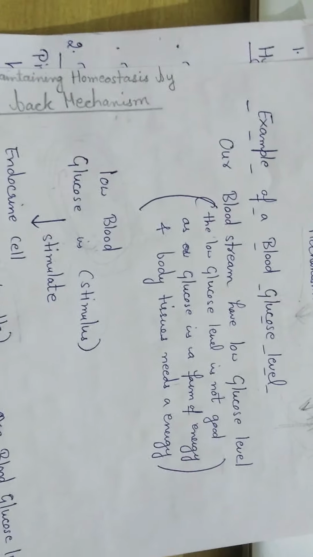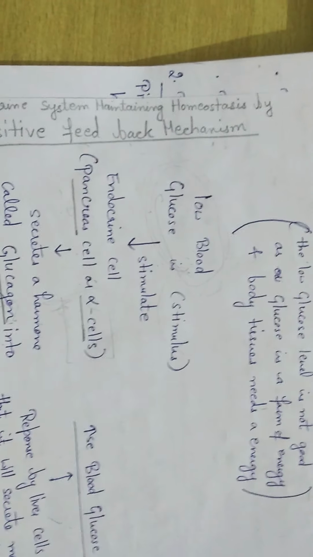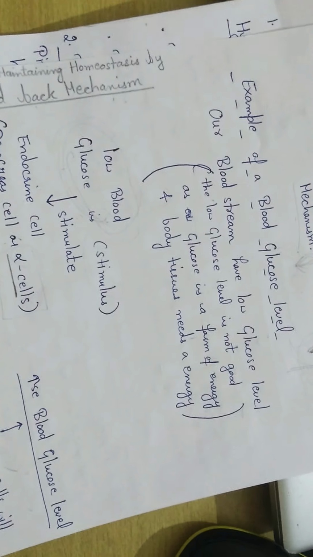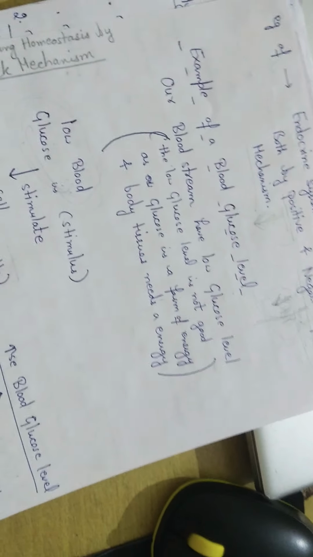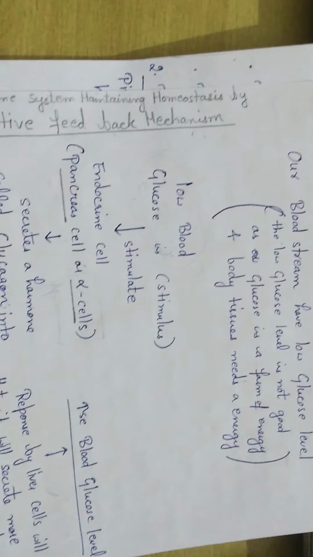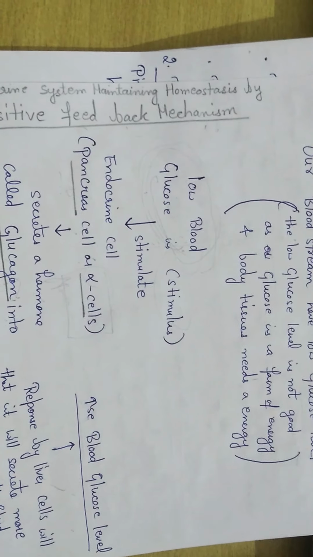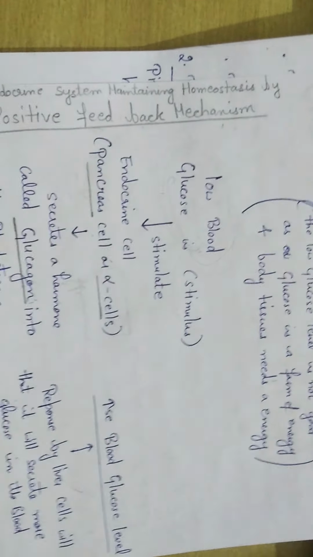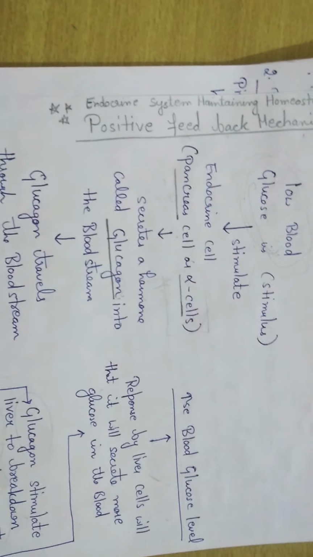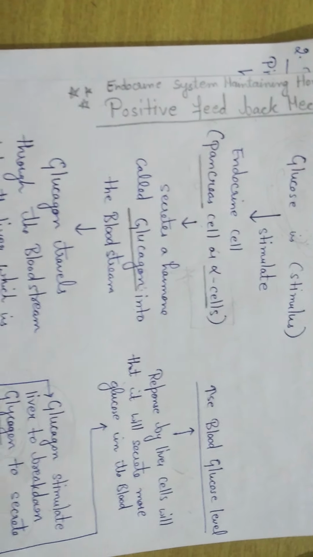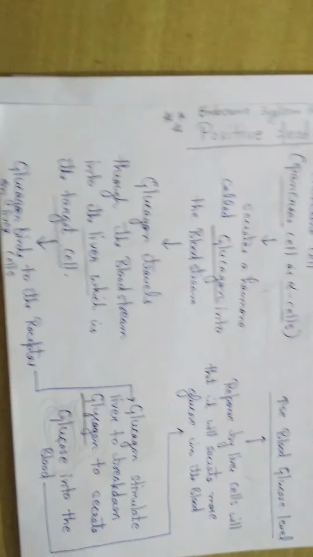I have covered one example, the blood glucose level. When your blood glucose level gets decreased, in response our body gets the stimulus. Where will the stimulus arrive? Into the endocrine cell, that is known as the pancreas cell. From the pancreas cell, which cell? The alpha cell. There will be a release of the glucagon hormone into the bloodstream, and the glucagon has its function.